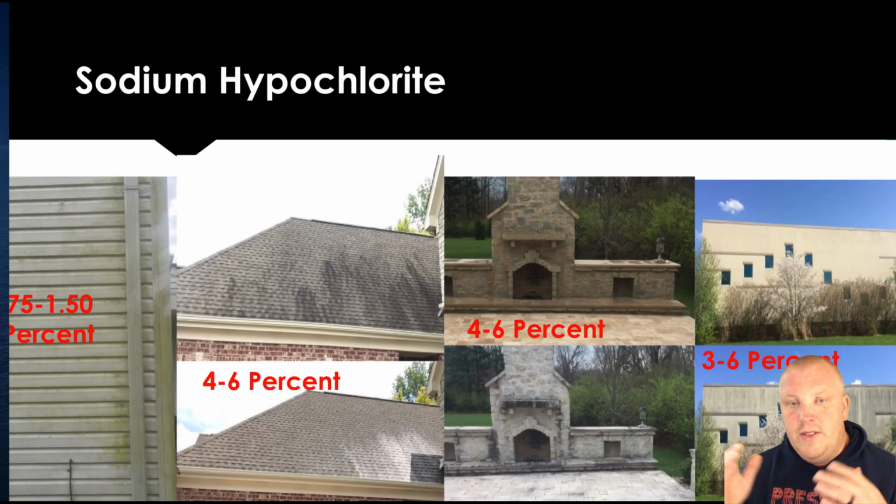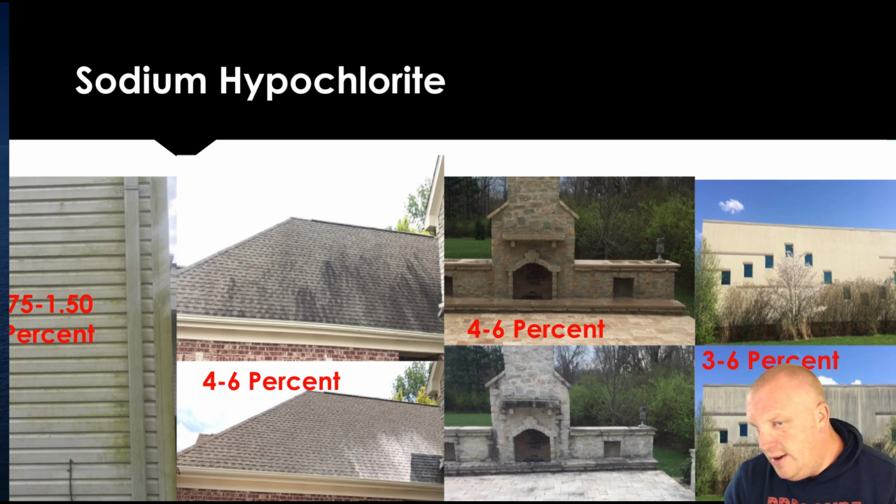All right, so these are some things that we can clean and the percentages that it will clean. On the vinyl siding, house siding, hardy board, all those great things, we're going to clean them at about 0.75 to 1.5%. It doesn't matter if we are doing house washing through the downstream injector or whatnot, this is where we want that percentage range.